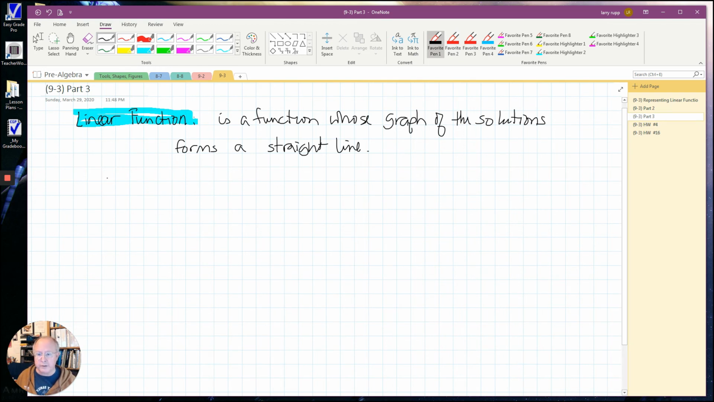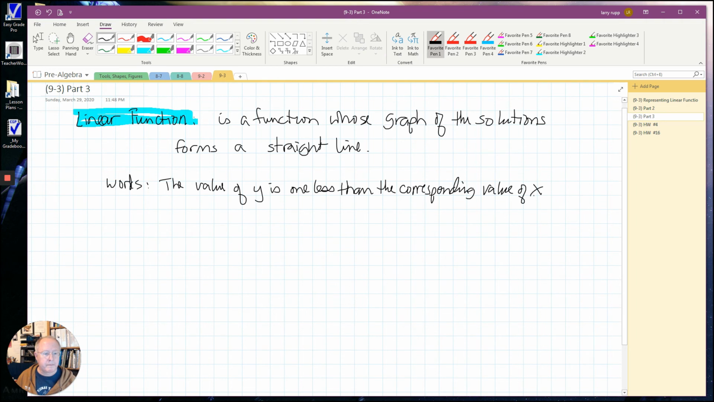All right, so in words, here's an example. The value of y is 1 less than the corresponding value of x. All right, that is a function represented in words. How about a function represented as an equation?